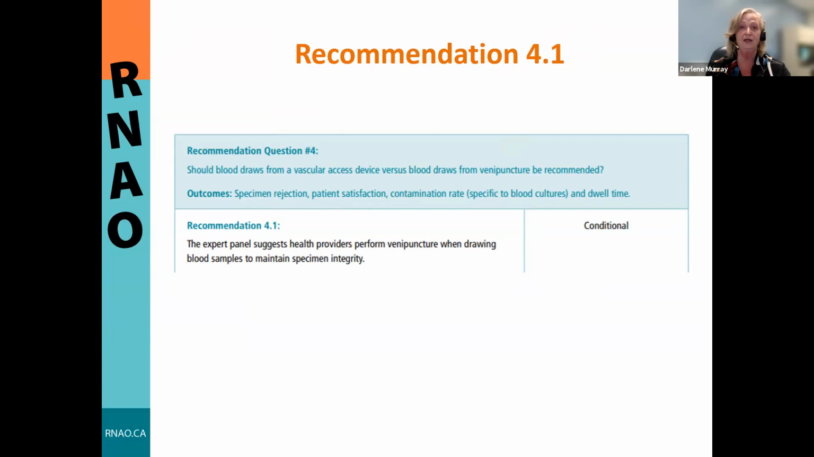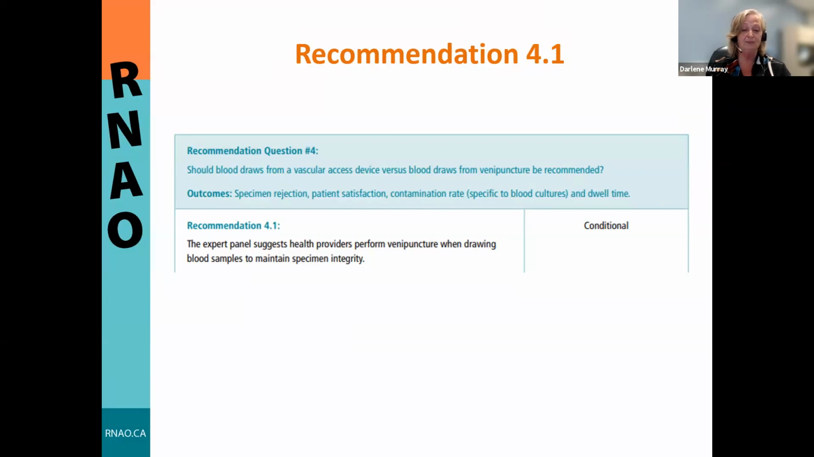However, one study also suggested that venipuncture for drawing blood samples may reduce patient satisfaction when compared with drawing blood from a vascular access device. The certainty of the evidence was very low. The expert panel cautioned that with any blood draws, health providers must adhere to a standardized blood sampling protocol or organizational policy. Additionally, the expert panel cautioned if venipuncture is not feasible following an individual risk-benefit assessment, then a blood draw from a vascular access device may be considered.